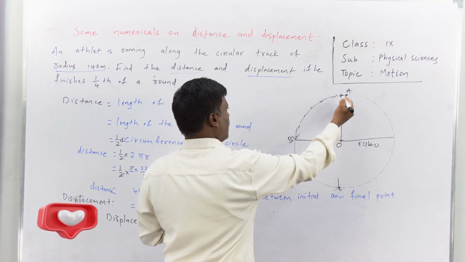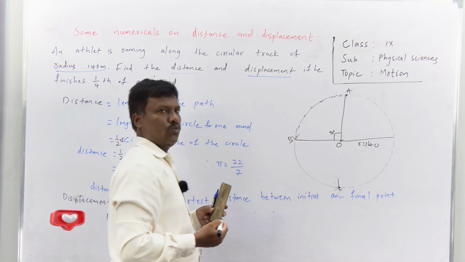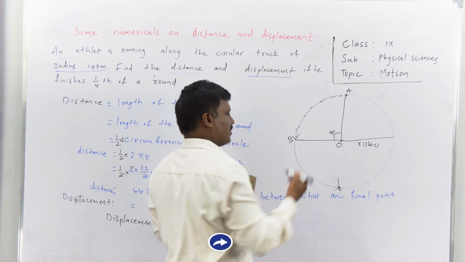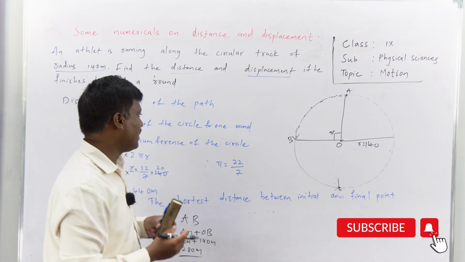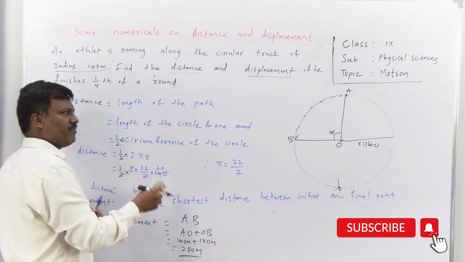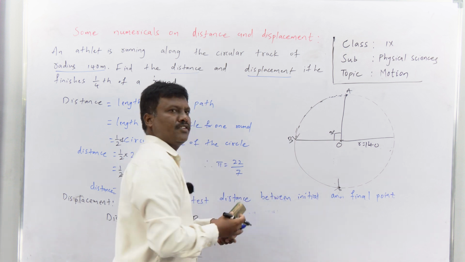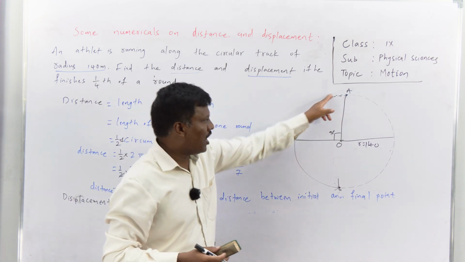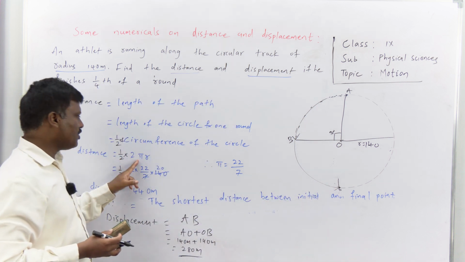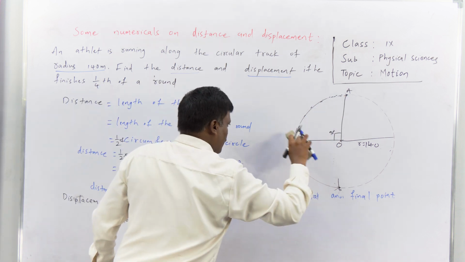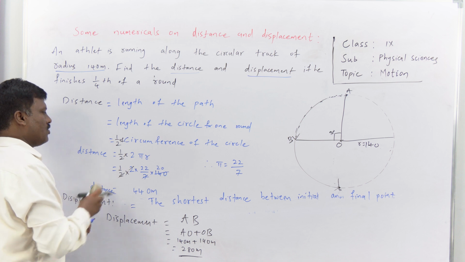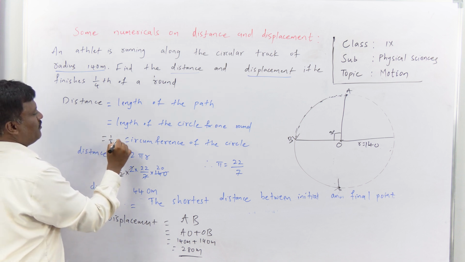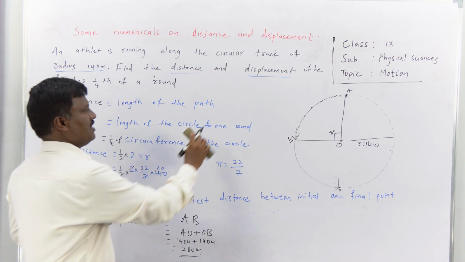This is equal to what? Half or 1/4? What is this value? Is it half of the circle or is it 1/4 of the circle? 1/4 of the circle. Here, will you take half of the circumference or 1/4 of the circumference? If it is a complete round, you have to take 2 pi r. If it is half of the round, you have to take half into 2 pi r. As it is 1/4, you have to consider 1 by 4th of the circumference of the circle.